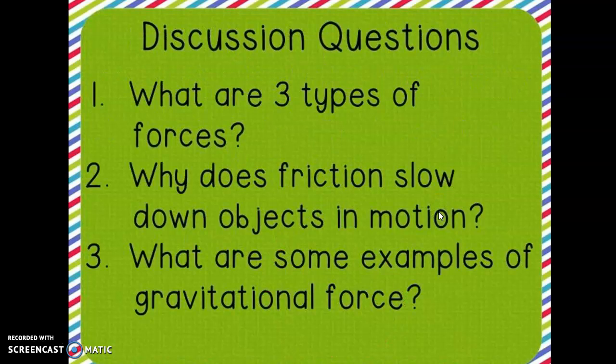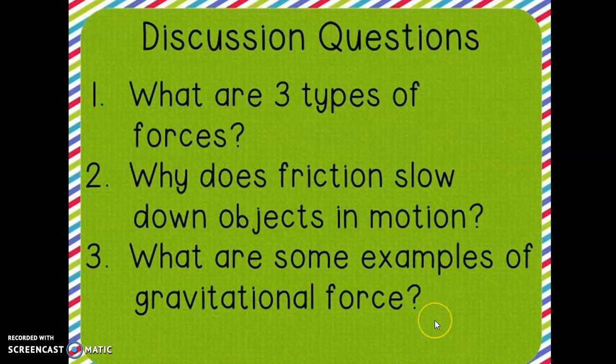So, here are three questions. Let's review them. What are the three types of forces? Okay, so we have friction, we have gravity, and we have magnetism. Those are our three forces. Now, why does friction slow down objects in motion? Well, it works against it by rubbing against the object, okay? So when it's in motion, you have this rubbing action happening, which is friction, and it slows it down.